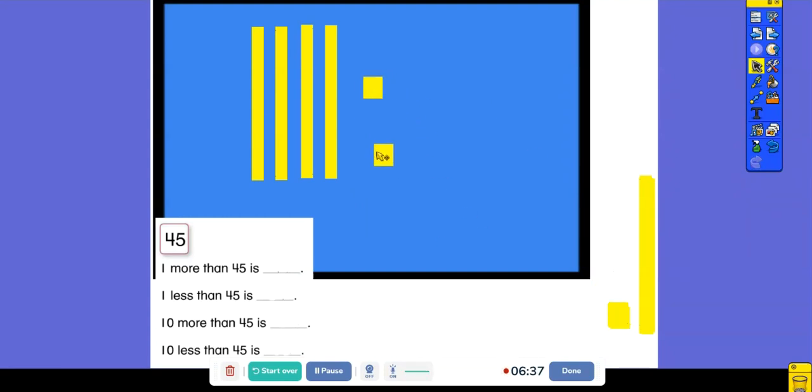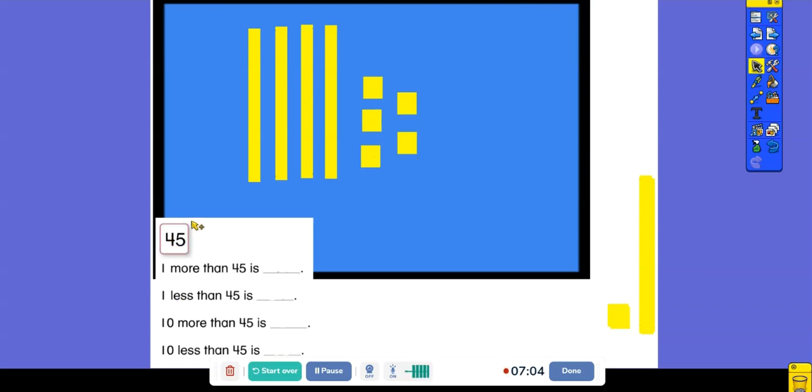41, 42, 43, 44, 45. And again, use the clues you've learned. If I'm looking at the number 45, I see a 4 in the tens column, telling me I have 1, 2, 3, 4 tens, and a 5 in the ones column. I have 1, 2, 3, 4, 5 ones.